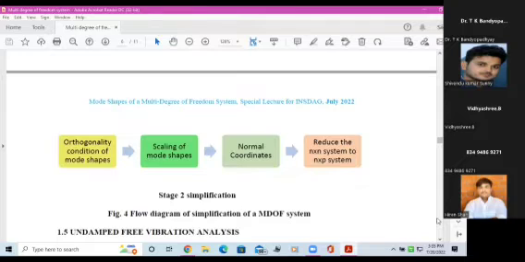What is the advantage? The advantage is our calculation becomes very fast. We have very powerful algorithms which will give us the first few frequencies and first few mode shapes very quickly. Okay, so that is the reason why we want to simplify a multi-degree freedom system like this.